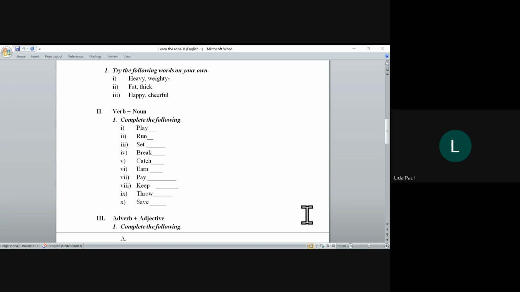Now set. No, not set fire. It's actually set on fire. So that's not a correct response. Set the alarm, right? Set the alarm. Set the table, right? Set the table, set the alarm, right? Set the fence. Anything? Someone trying to answer?